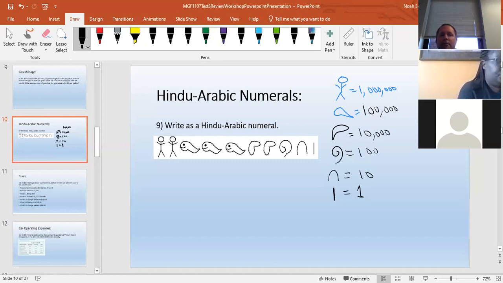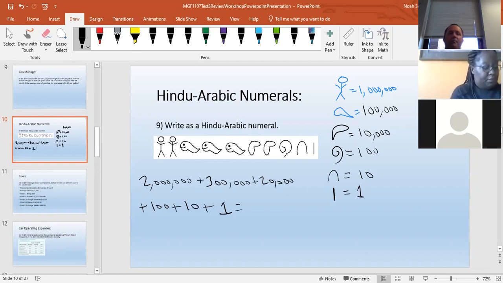So let's just figure out how many we've got here. We've got 2 of the stick figures. Those are 2 million because there are 2 of them. Then there are the tadpoles. There are 3 of them, and each is worth 100,000, so that's 300,000. Then there are 2 pointing fingers, worth 10,000 each, so that's 20,000 added to the total. Then there's the spiral, which is 100, but there's only 1, so that adds 100. And then there's 1 heel bone, which adds 10, and 1 vertical line, which adds 1.